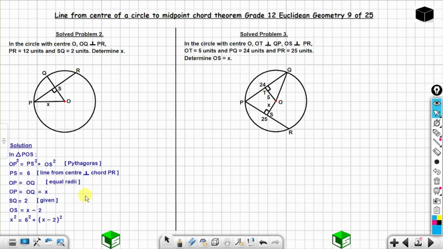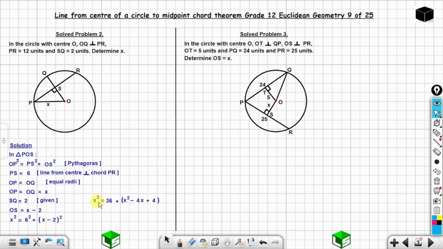We are going to carry on this side. So X squared is equal to 36 plus, in bracket, X minus 2 to the power of 2. You have X squared, then X times negative 2 and negative 2 times X, which gives negative 4x, and negative 2 to the power of 2, which gives plus 4. I hope you know how to expand.